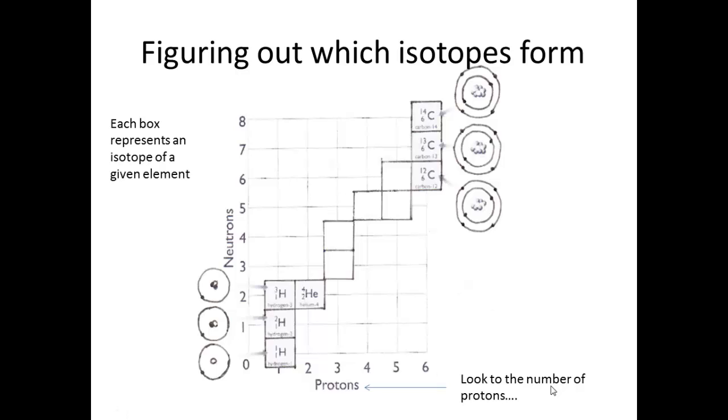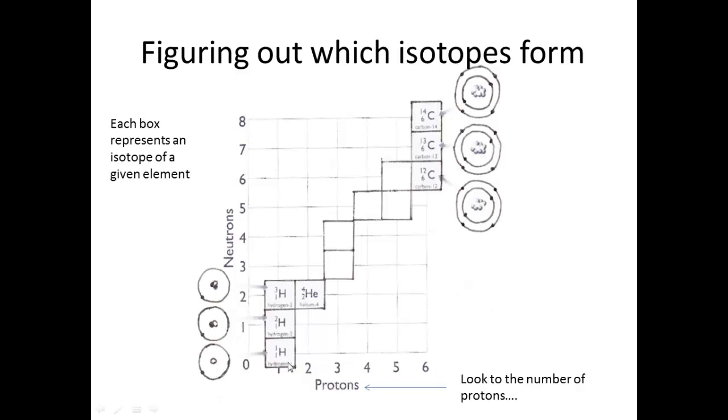We can figure out which isotopes form based on this graph. So take this graph out and look at it on your thing. Each box represents an isotope of a given element. If you look on the horizontal axis right here, it's the number of protons. And we talked about that's what defines the element.